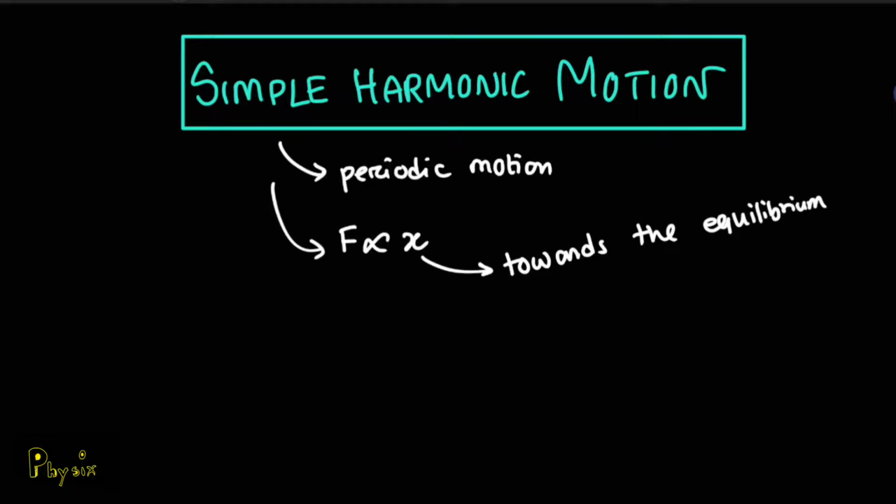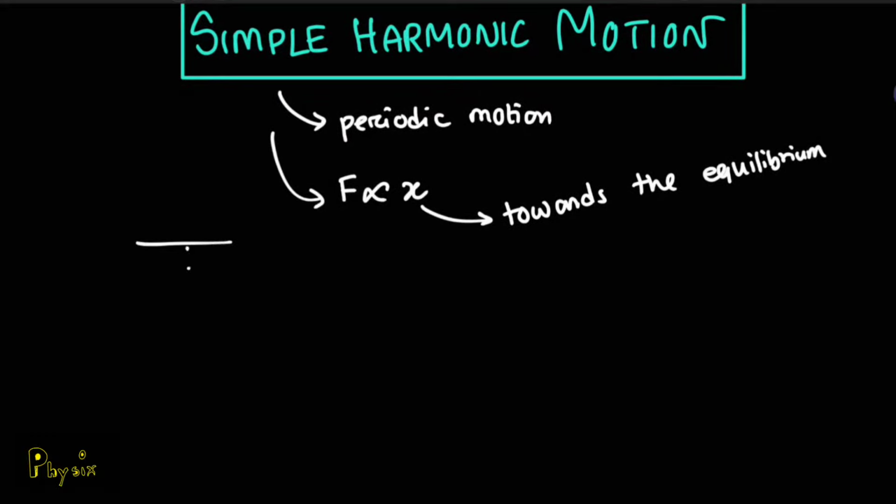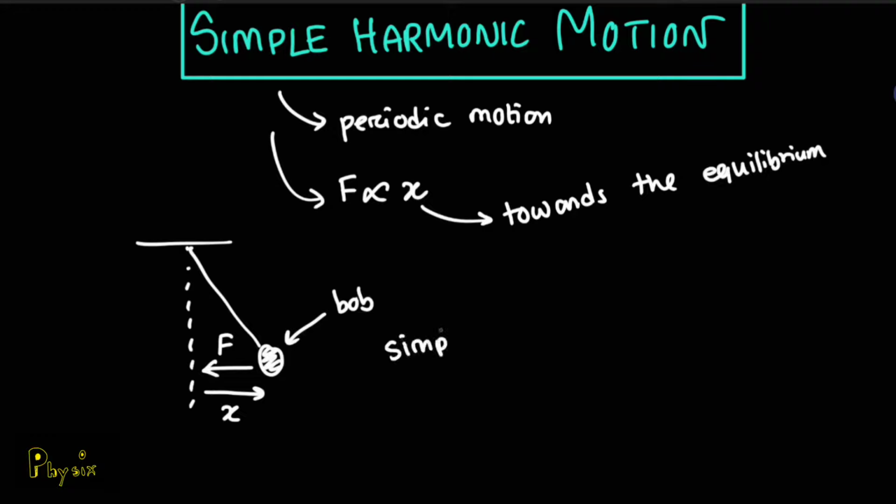A classic example of a system oscillating in simple harmonic motion would be a simple pendulum. As you can see, this is the bob of the simple pendulum, and the restoring force is acting in this direction as the pendulum is going towards this direction to make its displacement. So a simple pendulum is an ideal example of a system going through simple harmonic motion.